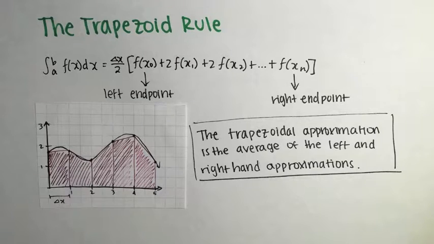The trapezoid rule is an even better approximation. The notation is the integral of f of x dx from a to b equals delta x over 2 times the quantity f of x sub 0 plus 2 f of x sub 1 plus 2 f of x sub 2 plus 2 times all the points in between from a to b plus f of x sub n. If you look at a graph especially, you can see that the endpoints are only added once compared to the points in between the interval, which are added twice. Note that the trapezoid rule is the average of the left and right-hand approximations.